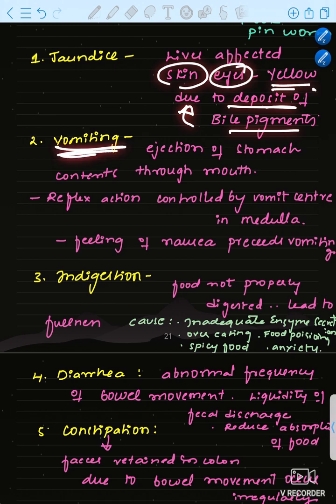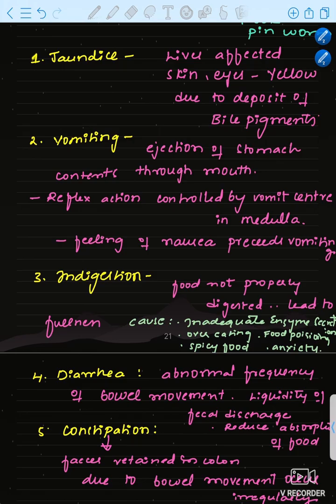And next, vomiting. Vomiting means what? Ejection of stomach contents through the mouth. Of course, you might have also experienced how it occurs. First, you will feel nausea. After that, vomiting occurs. This reflex action is controlled by the vomit center in the medulla.